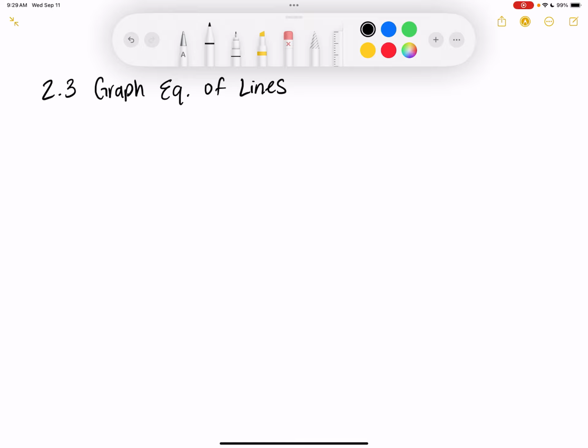Okay, graph equations of lines. The first one says to graph the equation and then to compare the graph with the graph of y equals x. I don't really care about the compare part. I just want you to be able to graph a line, since the other day some people didn't seem to know what linear meant. So, the first one, number 4, y equals negative x.